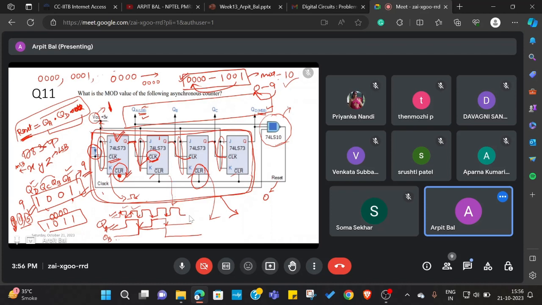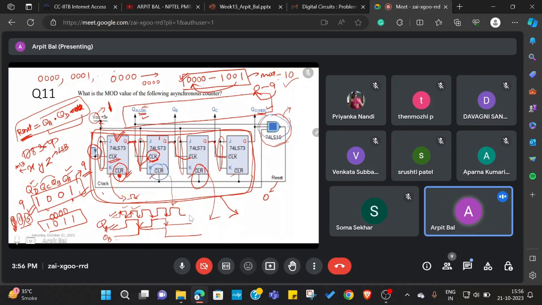Okay. So the next question deals with figuring out the mod value of the asynchronous counter. So whenever you see a reset, the first thing that you should check is whether that reset is active high or active low. Okay. So as I mentioned, if we see a bubble or a bar, then it is active low. So in this case the reset is active low. It means that whenever the reset is 0, then it gets reset.